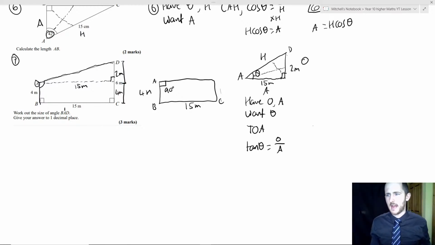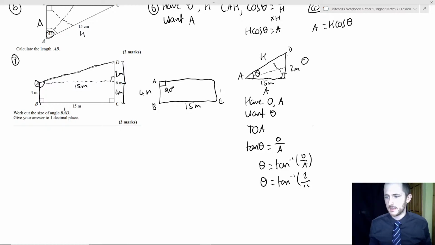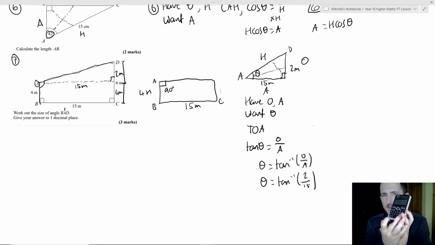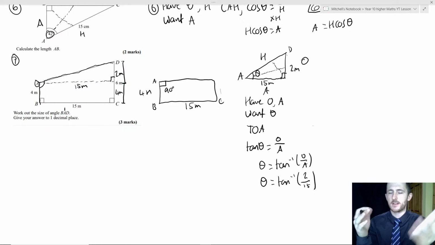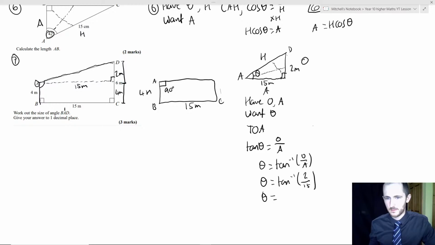Do you remember what we do when we're looking for an angle? We have to just do the inverse, which again, we should be fine with. So theta equals tan inverse. Make sure you sub in your numbers correctly too. Opposite is 2. Adjacent is 15 in this case. And then if you're doing the tan inverse, if you look above your tan button, there is a different coloured tan inverse. You just need to press shift and press that button. And that gives me an answer of... it says give your answer to 1 decimal place, so 7.6 degrees.